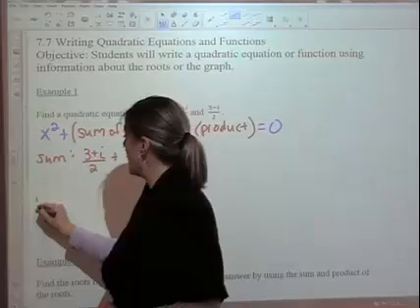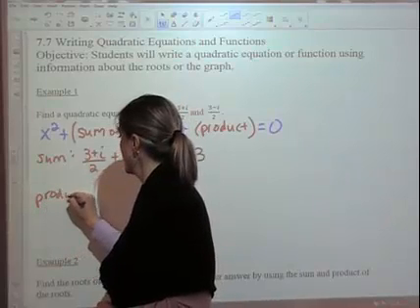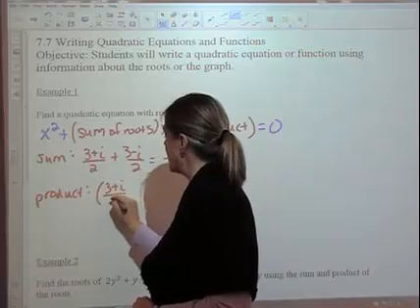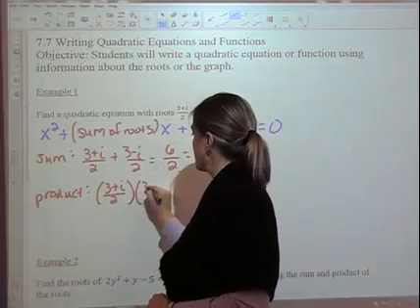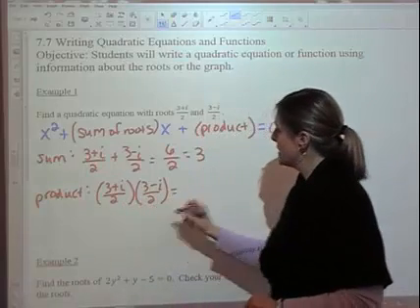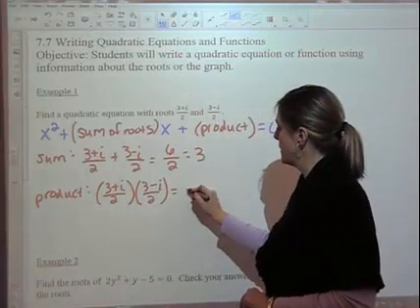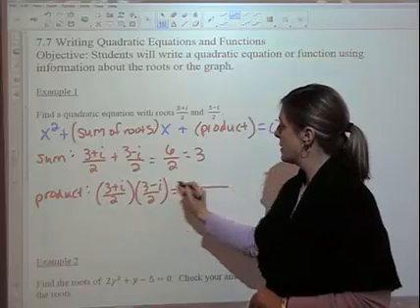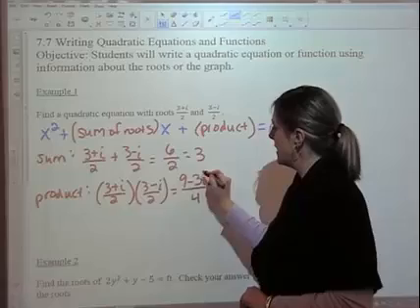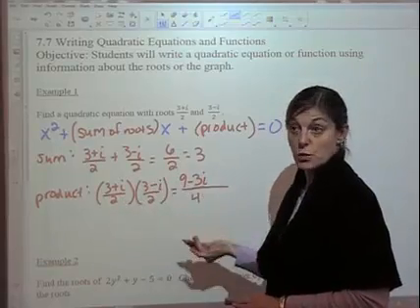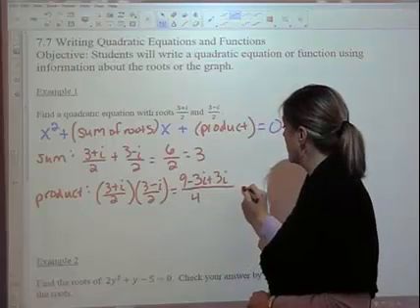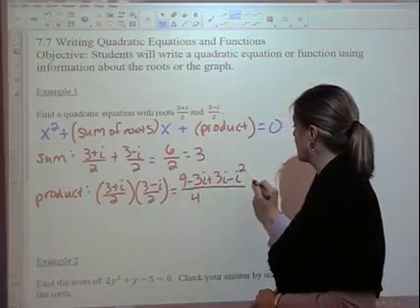Then we do the product, and we multiply those together. So we have 3 plus i over 2 times 3 minus i over 2. Well, we know our denominator is going to be 4. We have 3 times 3, which is 9. 3 times negative i, which is negative 3i. i times 3, which is 3i. And then i times negative i, which is negative i squared.